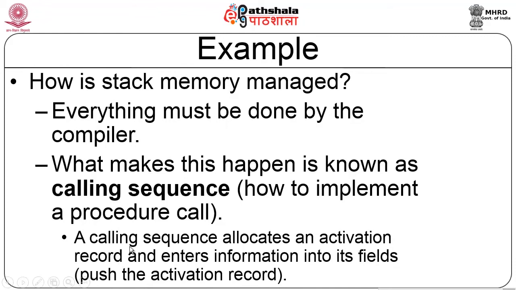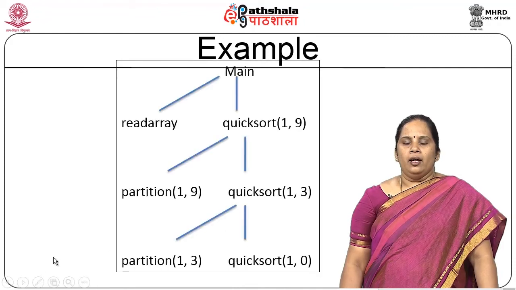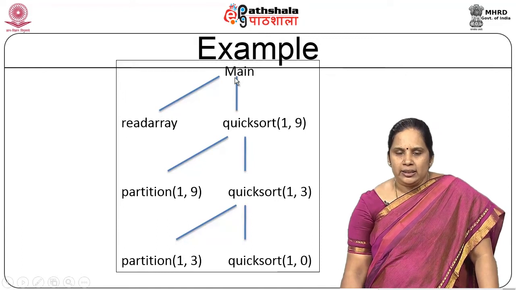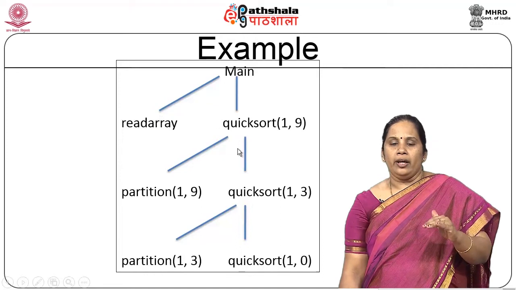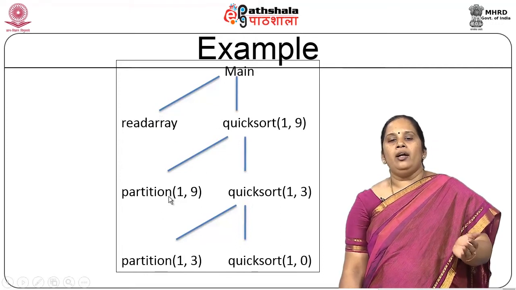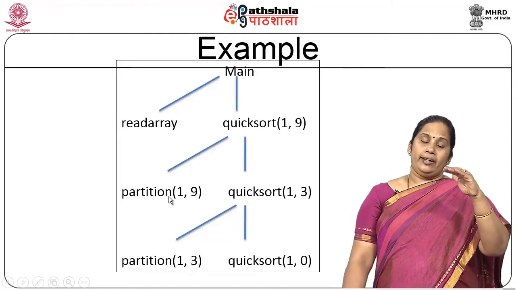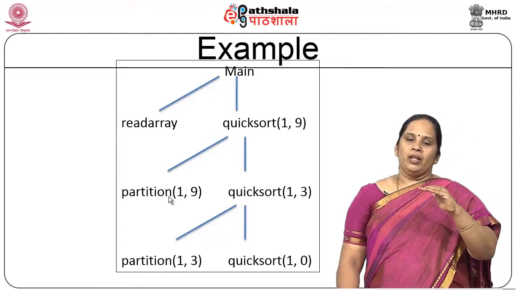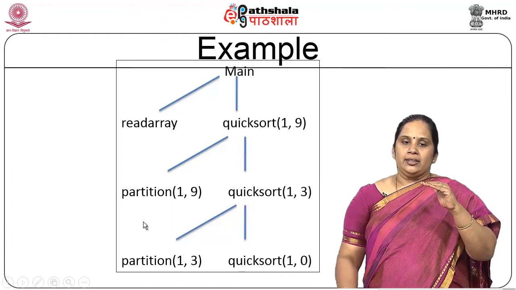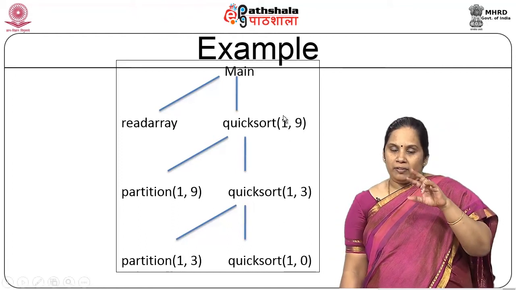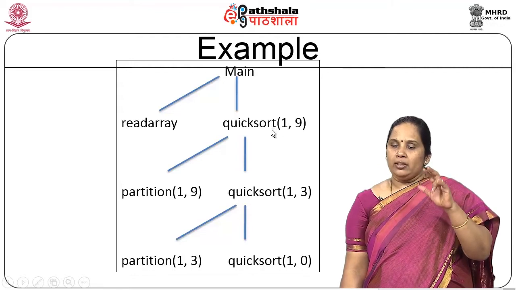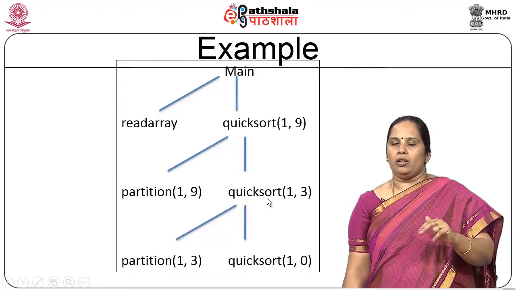How is stack memory managed? Here in this example, when quicksort is called, it is pushed onto the stack, calling partition. When partition is called, I create an activation record for partition, and when partition returns, the corresponding activation record is removed from the stack, but of course the quicksort call is still available. This quicksort is going to call the next quicksort call.